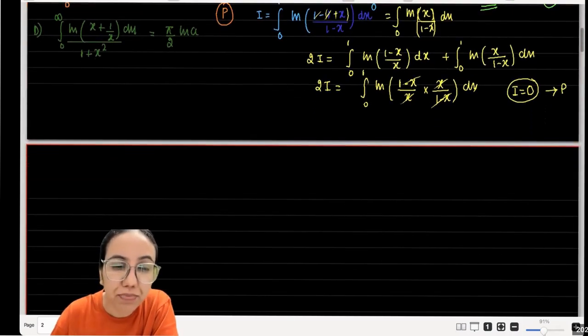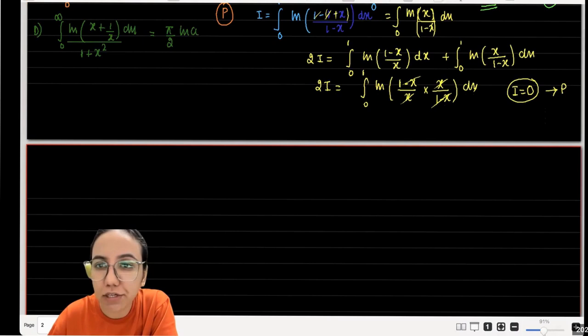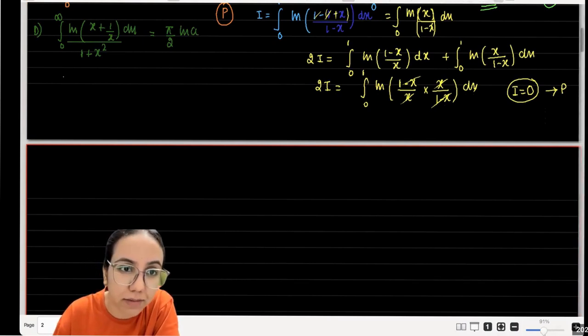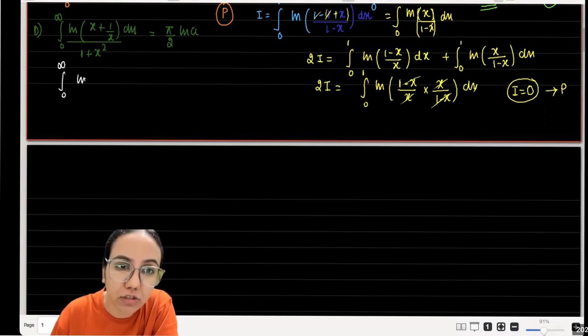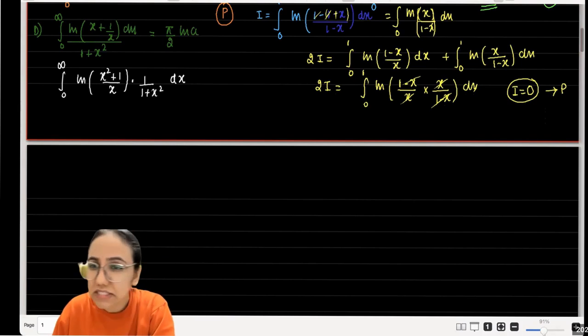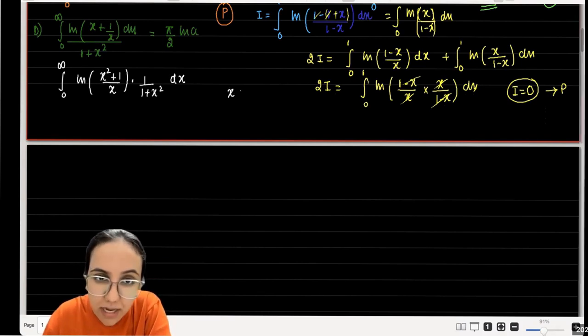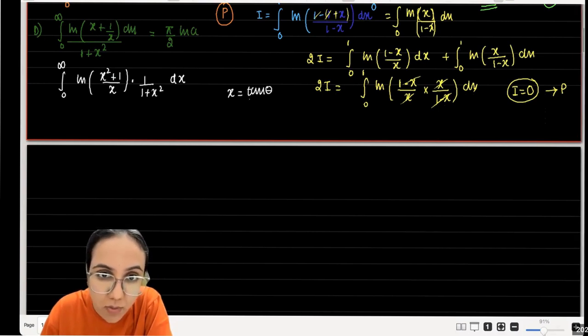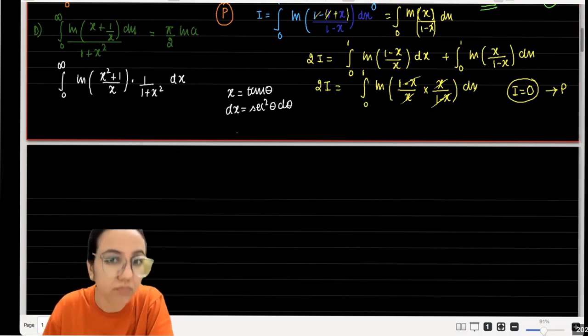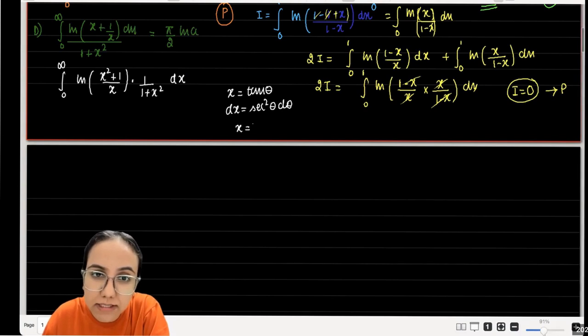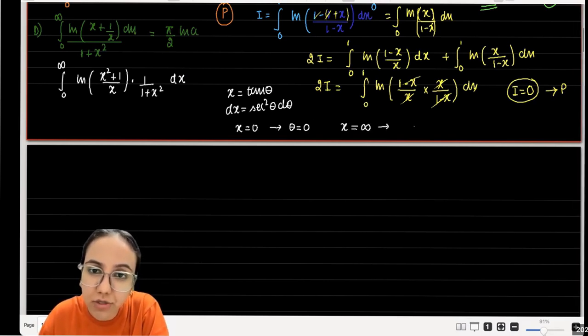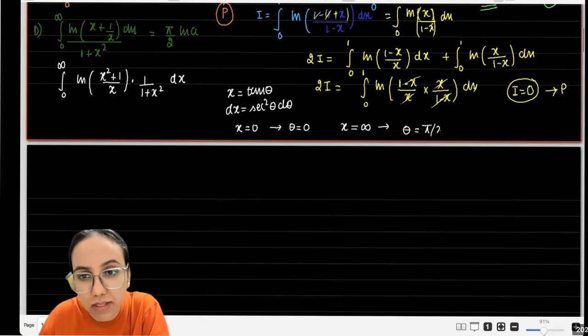Have a look carefully. If I take a common denominator right over here, I'm going to have the integral from 0 to infinity of ln of ((x squared plus 1) over x), multiplied with 1 over (1 plus x squared) dx. This clearly says I have to substitute something, and that something is nothing but tan theta, because of the 1 plus x squared format. Your dx will be secant squared theta d theta. Makes sense. And your limits: when x is 0, your theta will be 0 as well. And when x is infinity, your theta, tan inverse of infinity, is nothing but pi by 2.